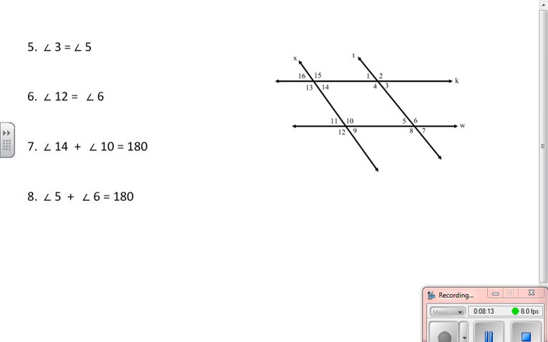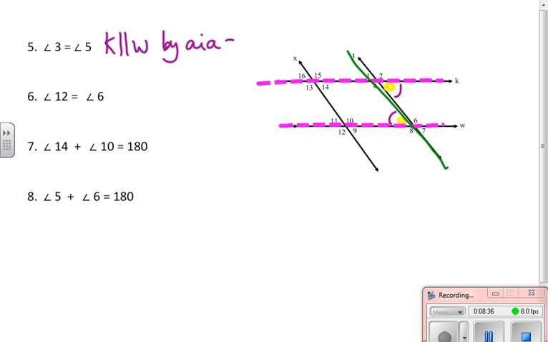Continuing on, 3 and 5. 3 and 5 are formed by this and that one. Here's my transversal, and so clearly those are alternate interior, and so I've proven that K is parallel to W by alternate interior angles equal, implying parallel lines.